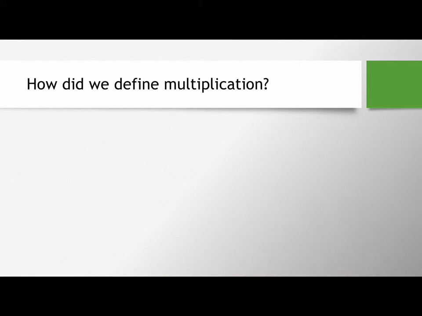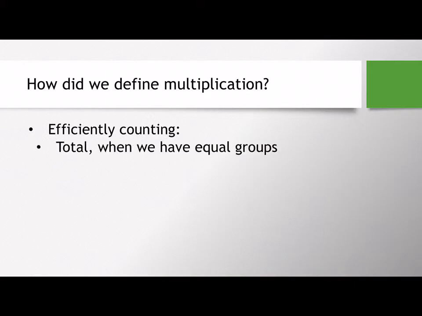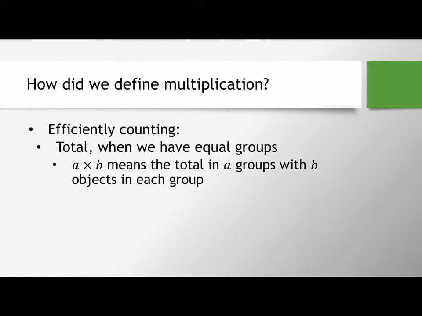How do we define multiplication? Do you recall what we talked about in Math 2010? Multiplication is efficiently counting objects. We are looking for a total when we have equal groups. So we arrange our objects into groups of the same size, meaning that A times B is the total in A groups with B objects in each group. So I call it groups of objects.